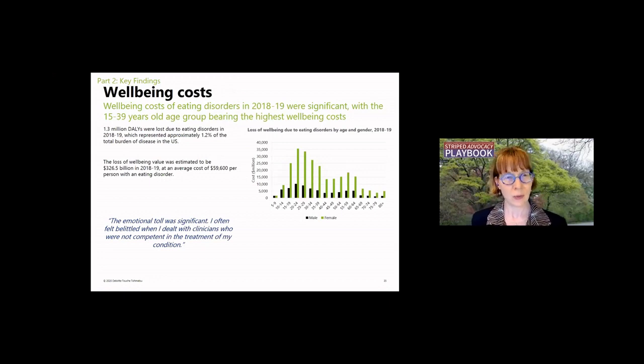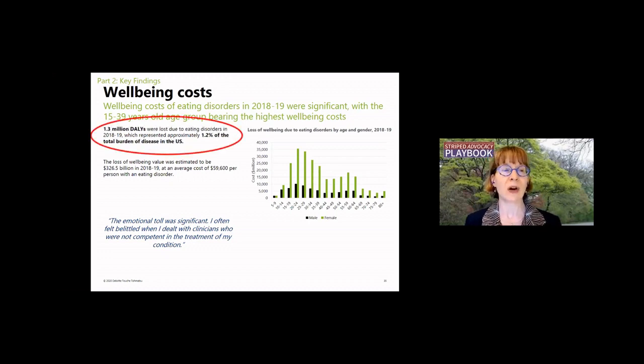Now, finally, with well-being costs, this is a concept that economists have developed for cost of illness kinds of studies to be able to make comparisons across communities, across countries, across conditions. Well-being costs with eating disorders are high, very high.